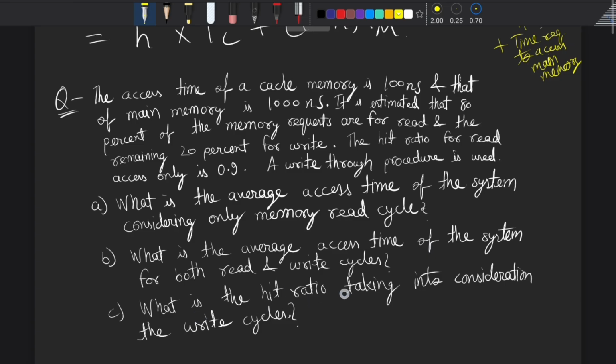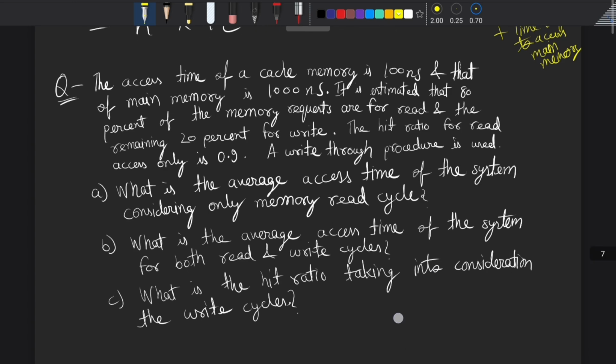And what is the hit ratio taking into consideration the write cycles? And we also have to calculate what is the hit ratio taking into consideration the write cycle. Now let's solve the question.